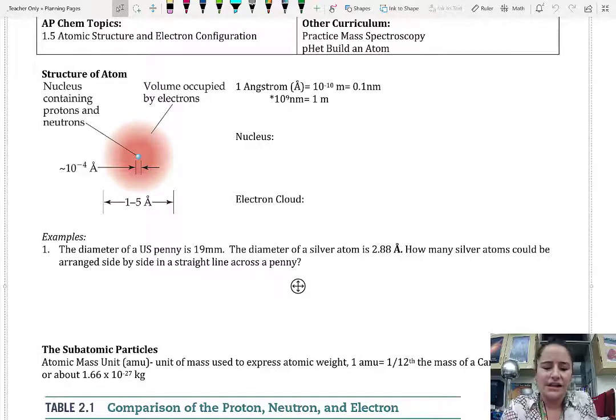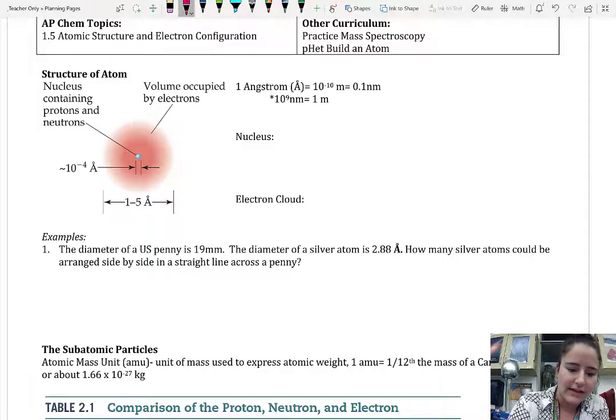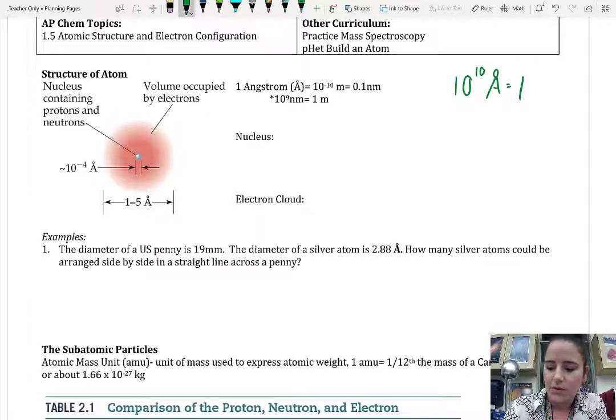I also tend to use this in another form, where 10 to the 10th angstroms equals 1 meter. So a couple different ways you can convert that. Now, of that 1 to 5 angstroms, a teeny part of it, on the order of 10 to the negative 4 angstrom, so that thousandth of a thousandth of a thousandth, is the nucleus.